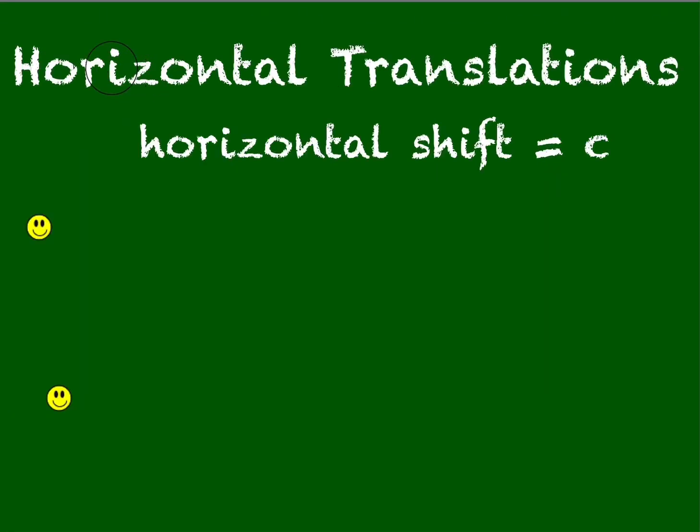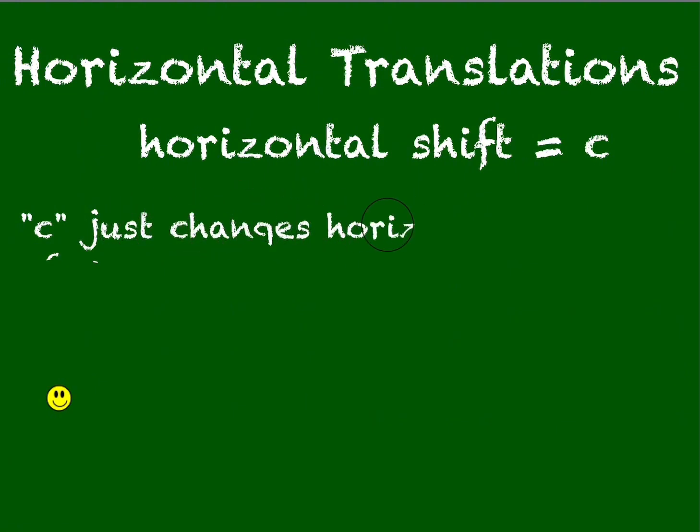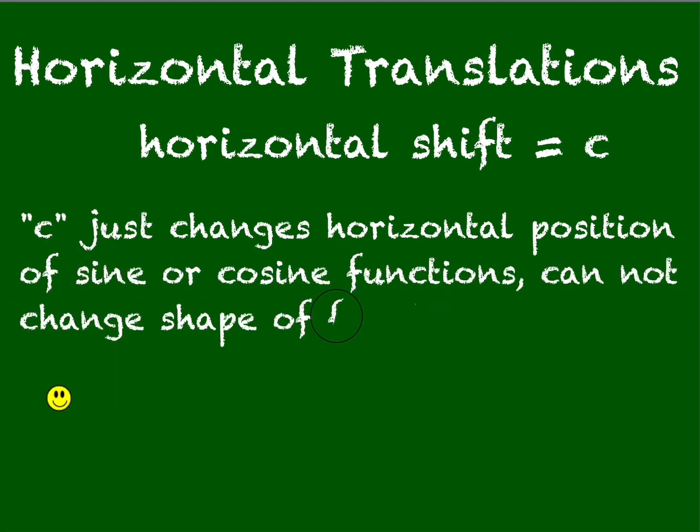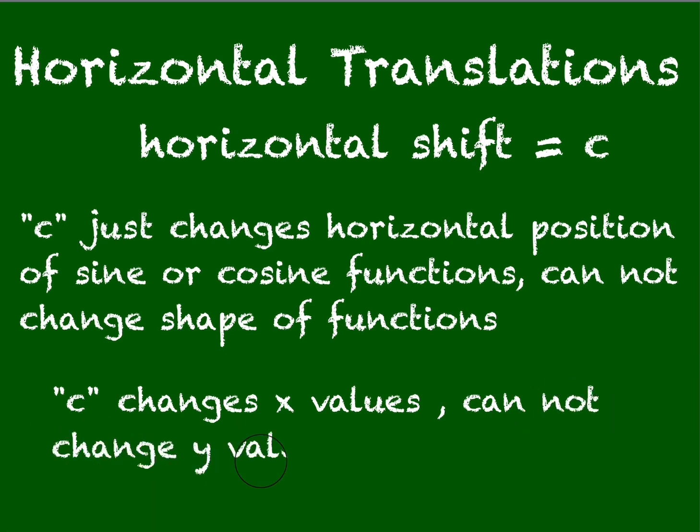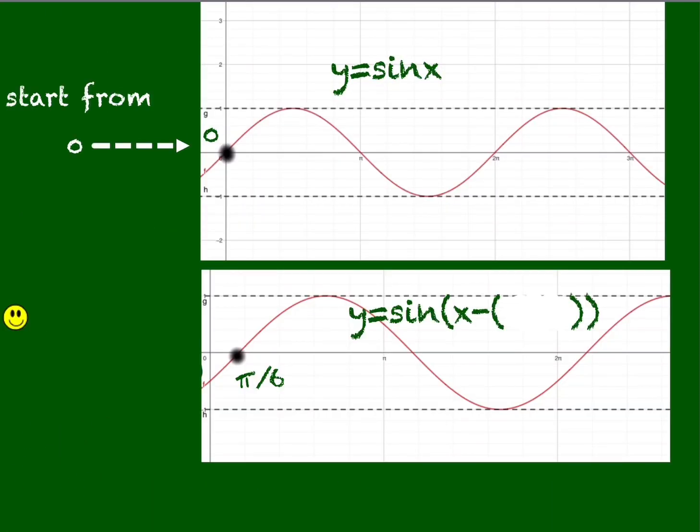In the context of sine and cosine functions, the parameter c represents the horizontal shift, also known as the phase shift. It just changes the x values, shifting the graph horizontally without affecting the amplitude or period. As you see, the basic sine function graph starts from x equals 0. The example sine function graph starts from x equals pi over 6. It means the c value is pi over 6.